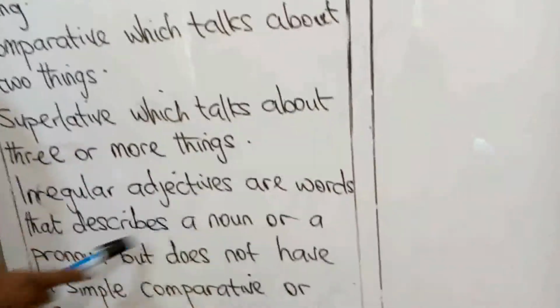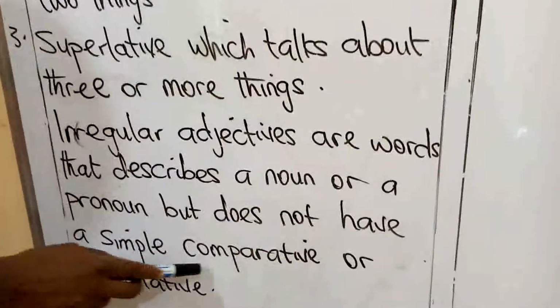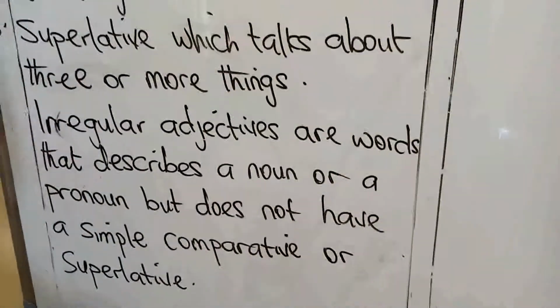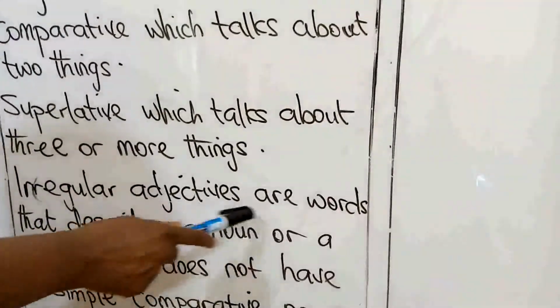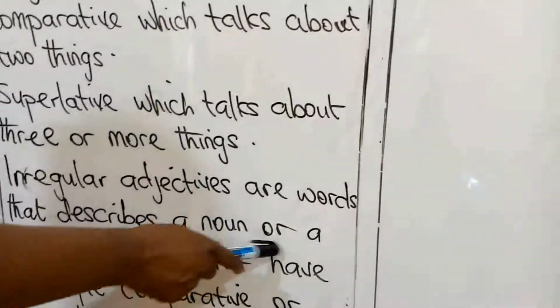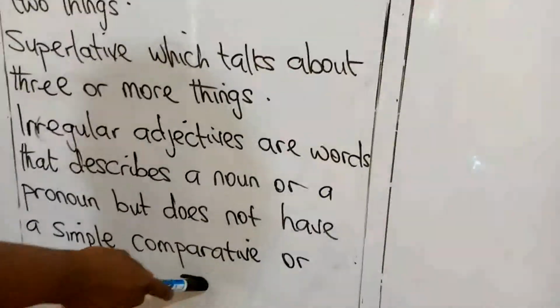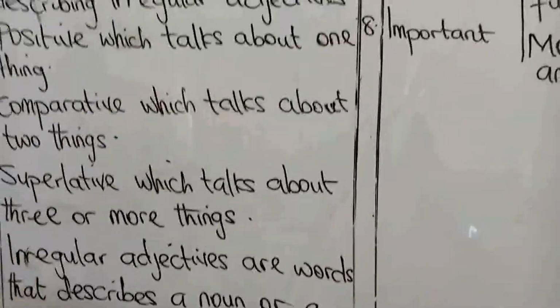Irregular adjectives are words that describe a noun or a pronoun but does not have a simple comparative or superlative. Can we say that together? Irregular adjectives are words that describe a noun or a pronoun but does not have a simple comparative or superlative. I went ahead to tell you what I meant by that.